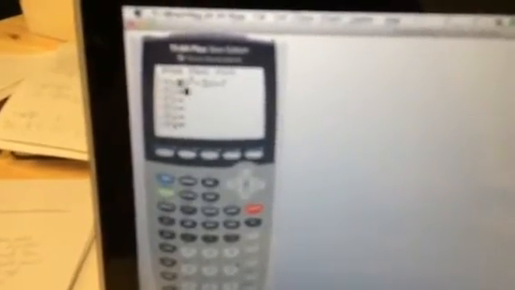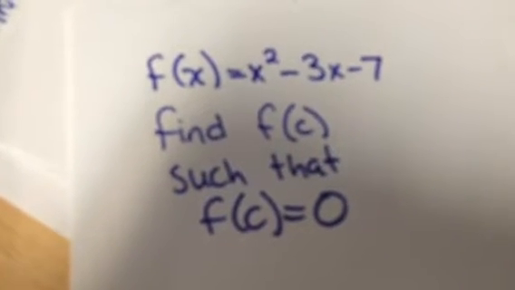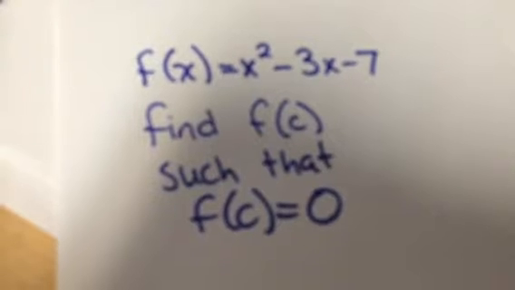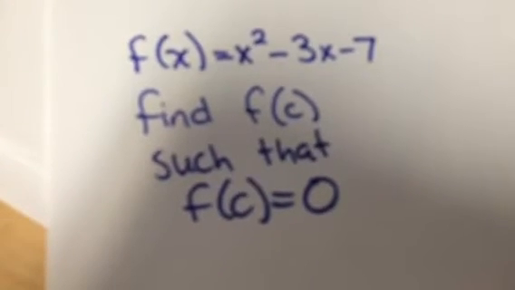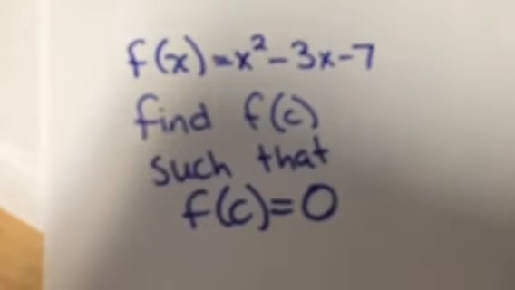This video is going to be about some calculator skills, specifically finding zeros on your calculator and also finding function values from a graph. So let's say we had this question, a very common intermediate value theorem question. Given this quadratic, find f of c such that f of c equals 0. Okay, find the zeros of the function, in other words.